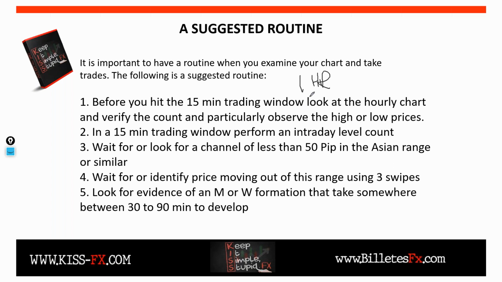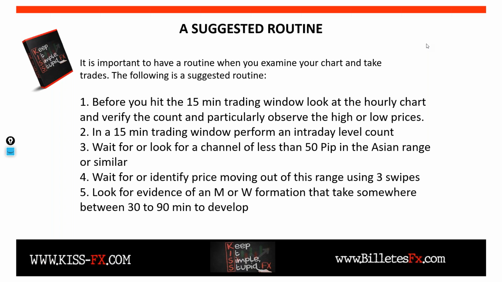Once you've formed your directional bias, you're going to switch over to the 15-minute. Before you go to the 15-minute, look at the hourly chart and verify the count, the level count, the days. Identify the high or the low. Then in the 15-minute trading window, perform your intraday level count, counting the levels within that day. Then wait and scan for the agent session to be 50 pips or under. It could be 55, that's fine, 60, that's no big deal.